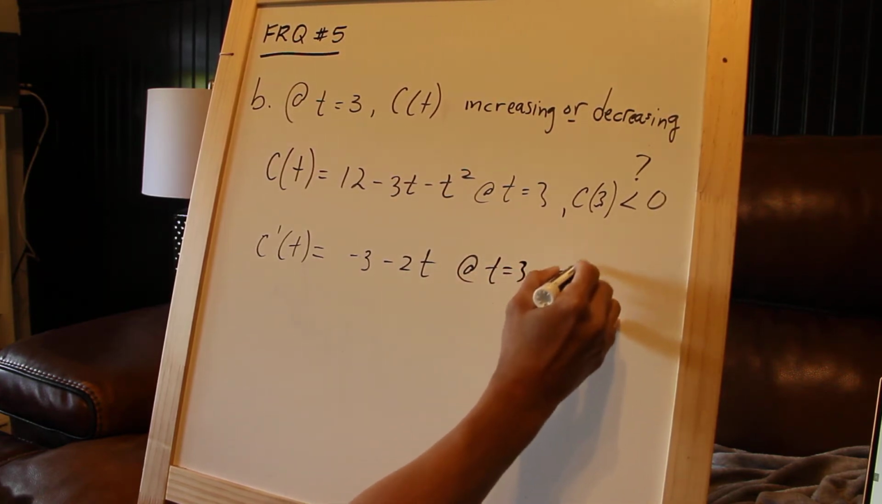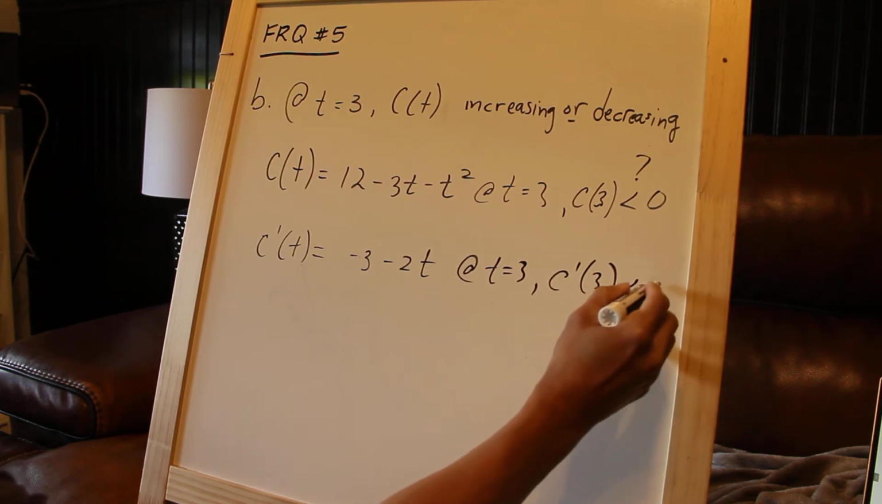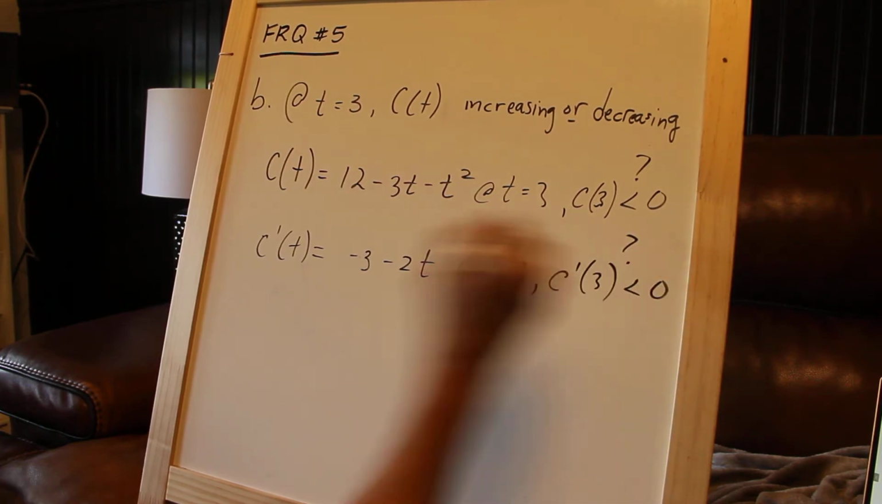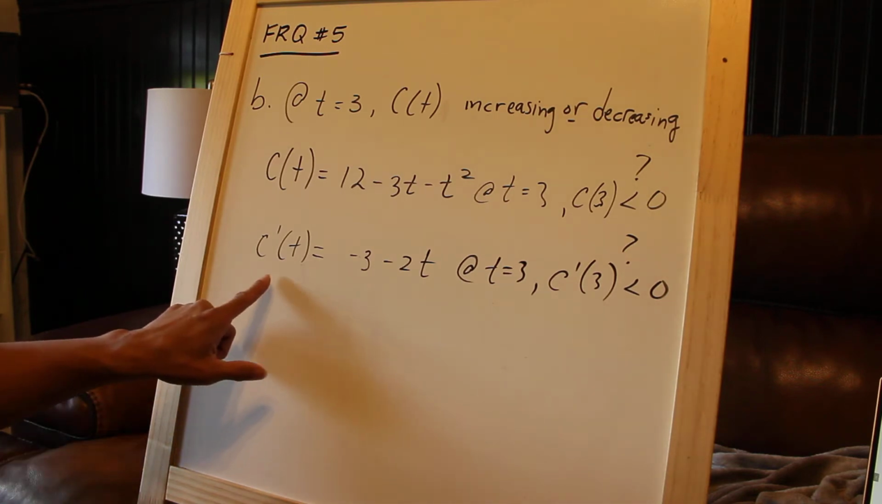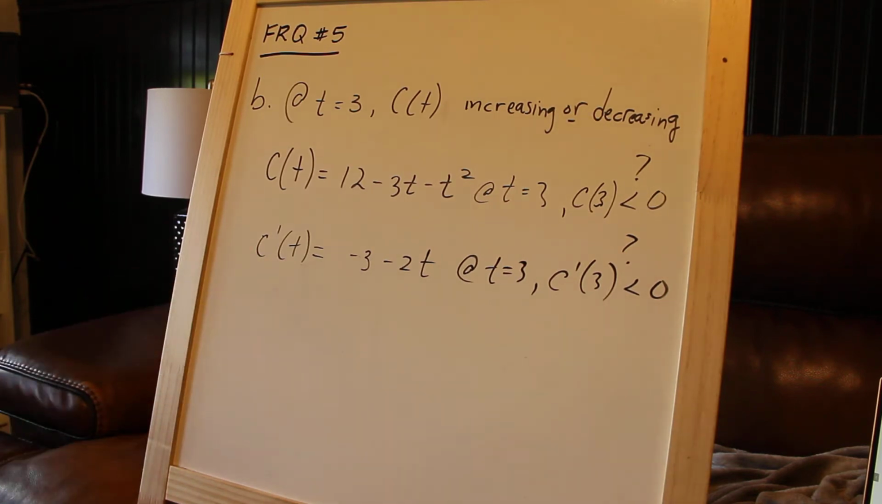So is c prime of 3 less than 0? And that's what you have to show. That's it. If it's less than 0, then that means her speed is decreasing. And here is your justification right there. Okay, so that's part B. Now, go ahead and erase this part.